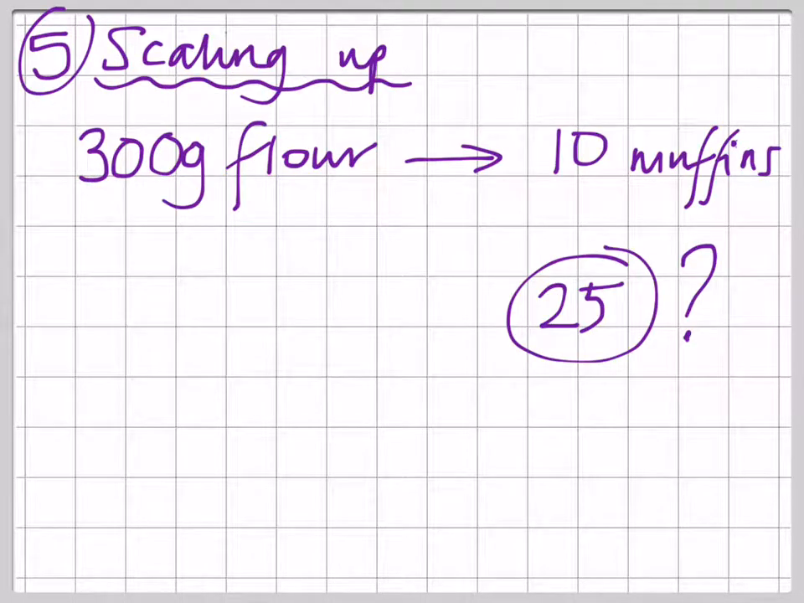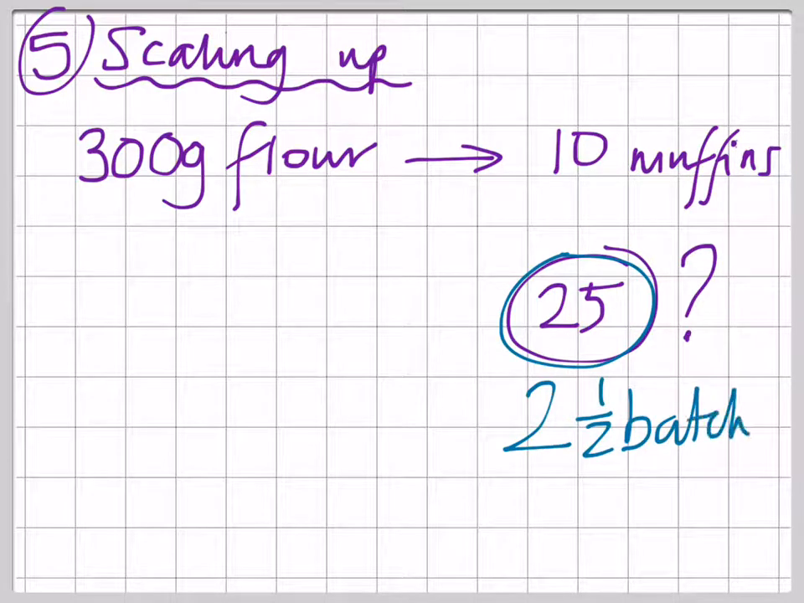Next question is all about scaling up, similar to the problem with the plan, but this time you are scaling up recipes with ingredients. So we're told 300 grams will make you a batch of 10 muffins, but we need to make 25. So how many batches do we need to make? Well, 2 would make 20, 3 would make 30. We're exactly halfway, so we need 2.5 batches of muffins.